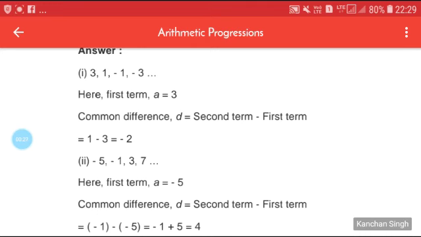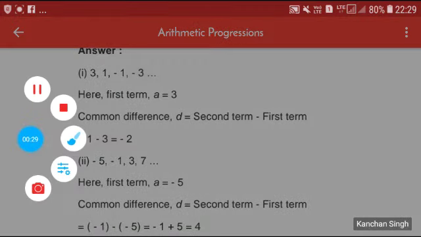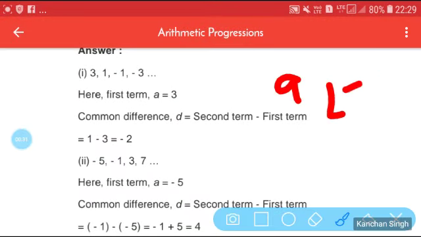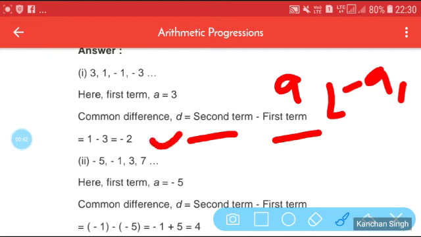We know that to write the common difference we have to write a2 minus a1, meaning second term minus first term. So our first term is 3, and the second term is 1. So we have to write second term minus first term: 1 minus 3, that equals minus 2.